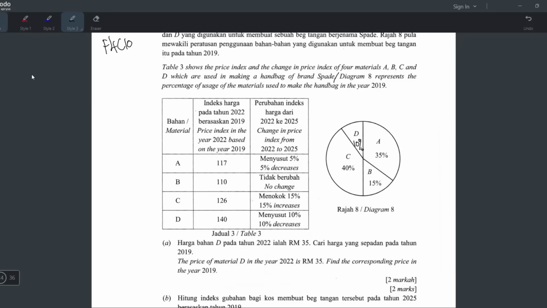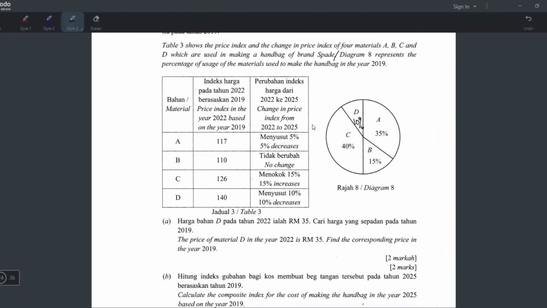Okay, we can write the weightage beside the table like this to make things simple, right? So A is 35, B is 15, C is 40, D is 10, like that. Okay, and then what is this column? This column is price index 2022 based on 2019. So that means this one is what? The I for 22 over 19. Okay. All right. Then what about this? Change in price index from 2022 to 2025. So this is trying to tell you the I also, but it's for 25 over 22.